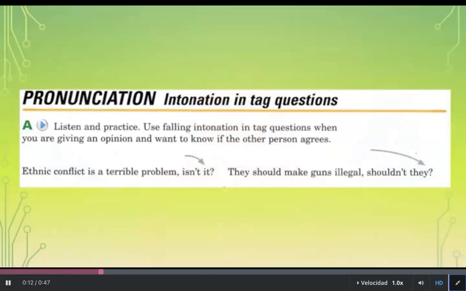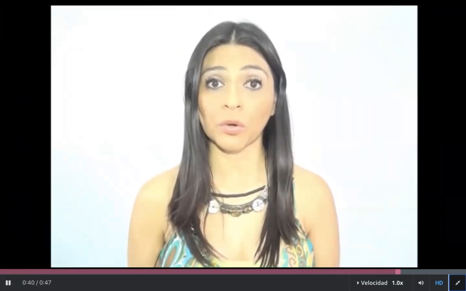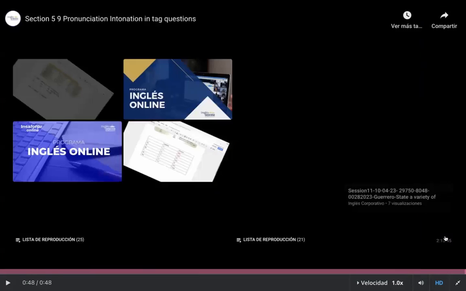Listen and practice. Use falling intonation in tag questions when you are giving an opinion and want to know if the other person agrees. Ethnic conflict is a terrible problem, isn't it? They should make guns illegal, shouldn't they? Before we go, we want to remind you that you may play the audio programs, explanations, and videos as many times as you need to. It is always a good idea to practice with your friends.